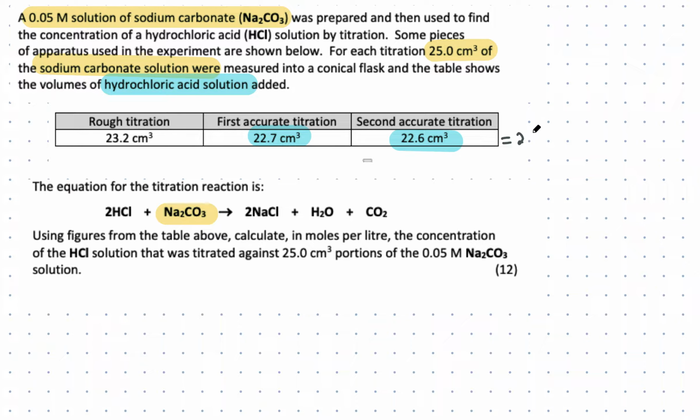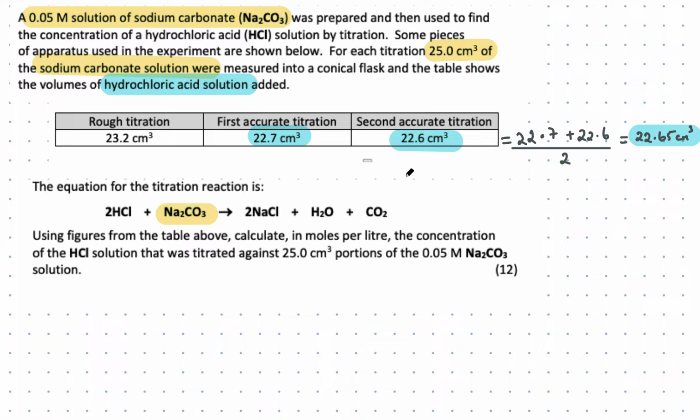So the average there, if you add 22.7 and 22.6, and to get the average you add the two numbers and you divide by 2, and if we do that, 22.7 plus 22.6 and then divide it by 2, we will get 22.65. So we're going to use that in our calculation later on. It's got to do with the hydrochloric acid, so I'm going to keep that in blue because I will come back to it in a moment's time.